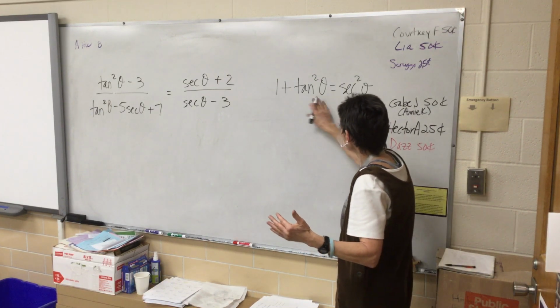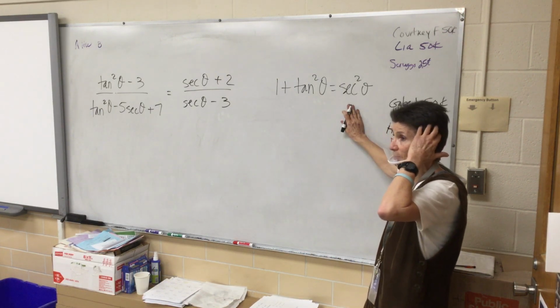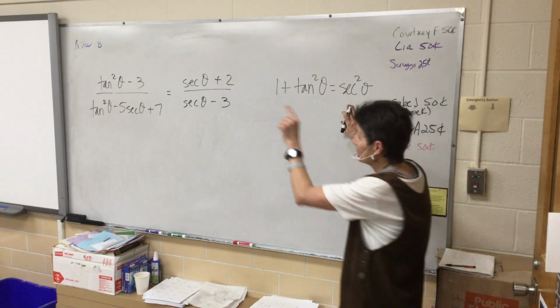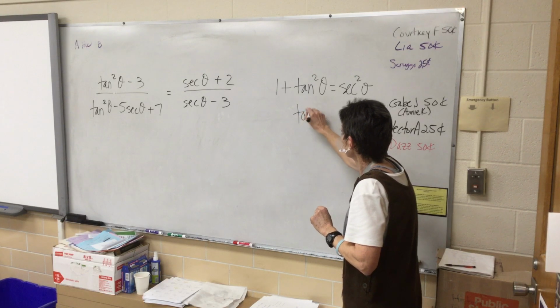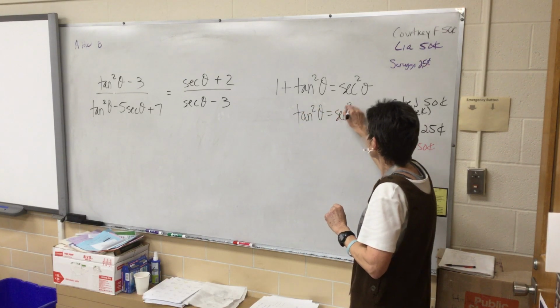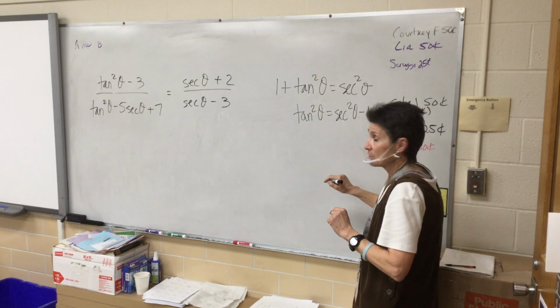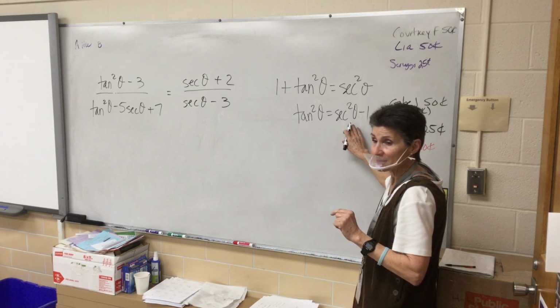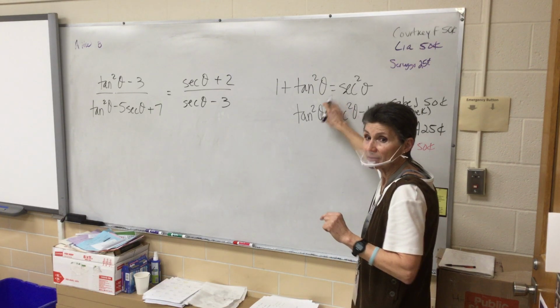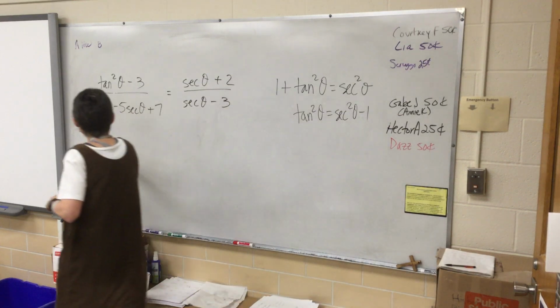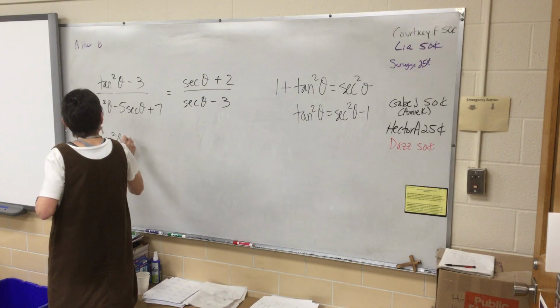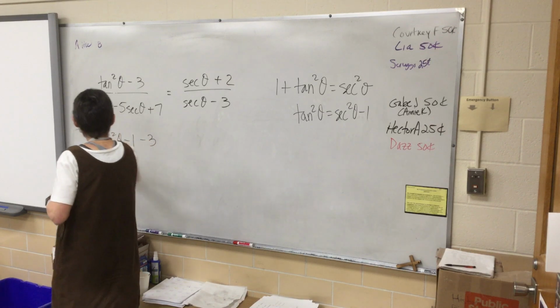What if 1 plus tangent squared is secant squared? That's what's in my brain. What do I put in for tangent squared? Secant squared minus 1. So I don't have to memorize that. I memorize this and then rewrite it however I need it. So tangent squared is secant squared minus 1 and then minus 3.